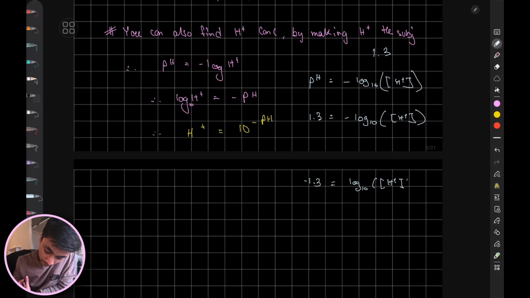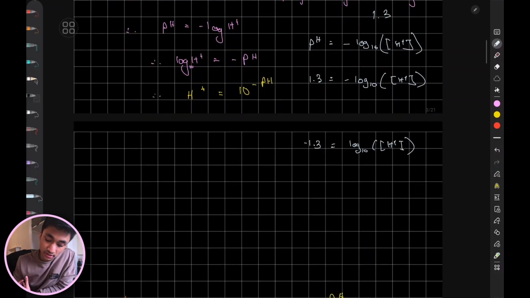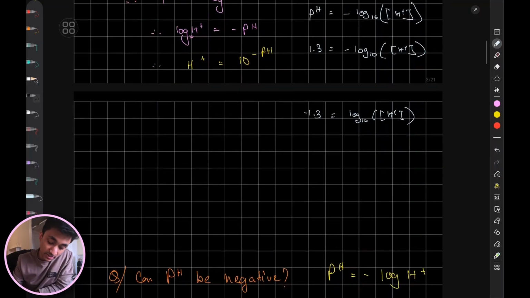The reason I'm doing two brackets over here is because this feels much more legal to do mathematically. The square bracket for H+ means this is the concentration, and this is the mathematical operator, these are brackets for the logarithm itself. That's why I'm writing two different brackets, which is the right thing to do, I would say. Anyways, then you can raise both sides to the power of 10. So 10 to the power minus 1.3 and 10 to the power of log base 10 of concentration of acid.